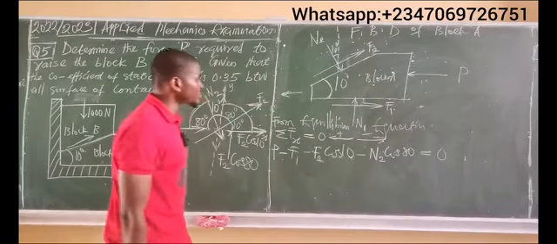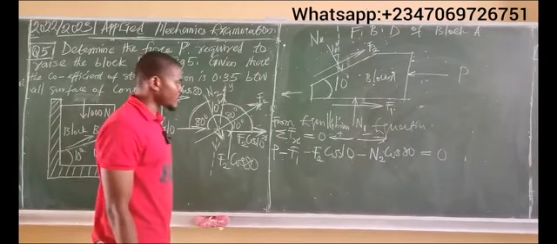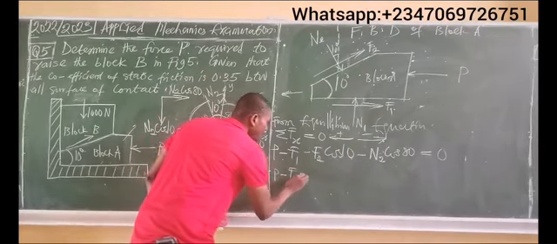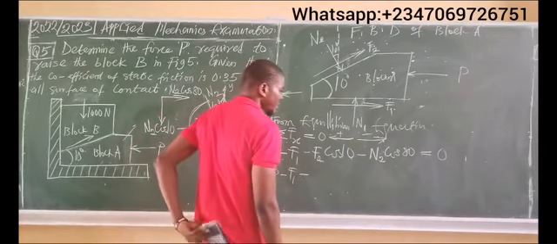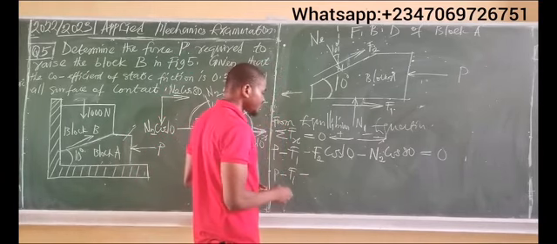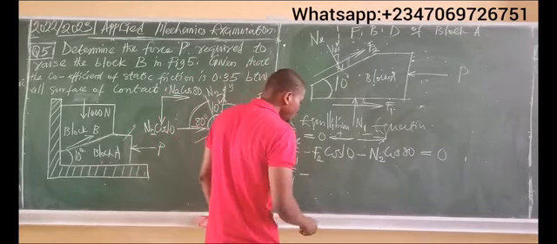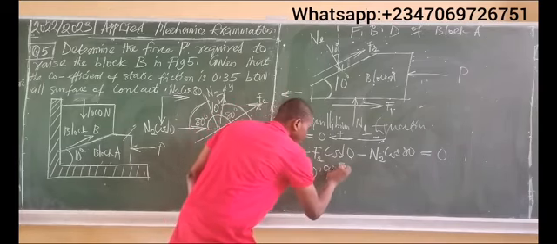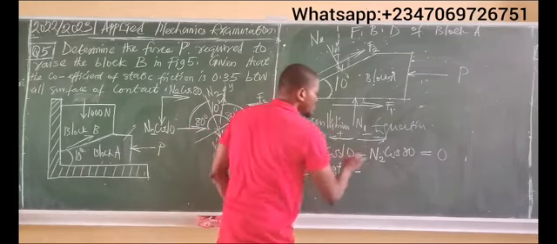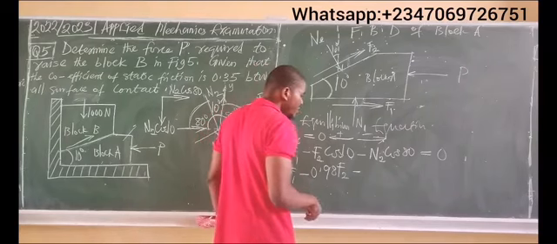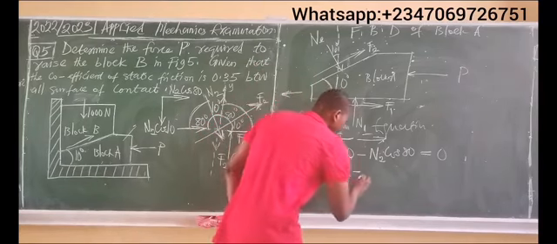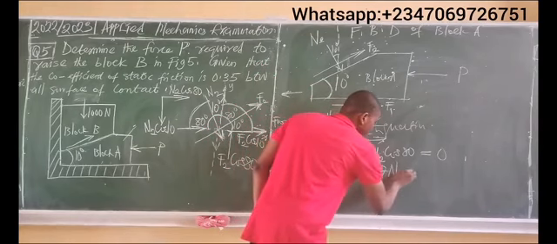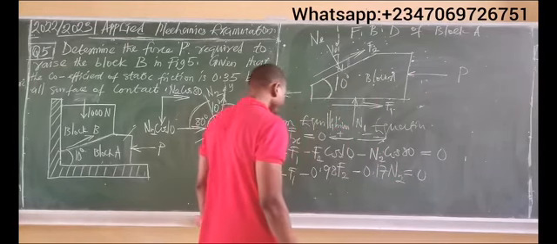These are all the horizontal forces we have on that system. So you have P minus F1 minus, let's obtain what cos 10 and cos 80 are. Cos 10 is approximately 0.98, so it becomes minus 0.98 F2 minus, let's obtain cos 80. Cos 80 is approximately 0.17, so this becomes minus 0.17 N2 equals 0.